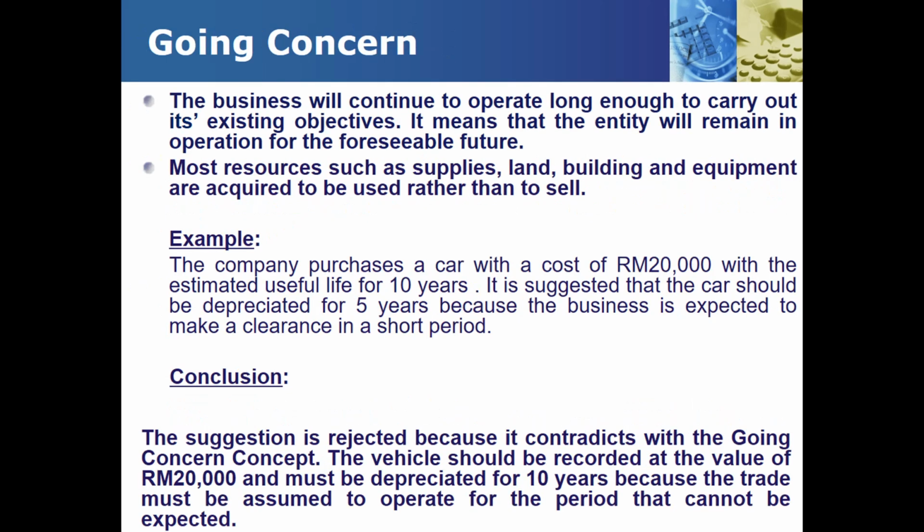4. Going concern. The business will continue to operate long enough to carry out its existing objectives. It means that the entity will remain in operation for the foreseeable future. Most resources such as supplies, land, building, and equipment are acquired to be used rather than to sell. Example: the company purchases a car with a cost of RM20,000 with an estimated useful life of 10 years. It is suggested that the car should be depreciated for 5 years because the business is expected to make a clearance in a short period.